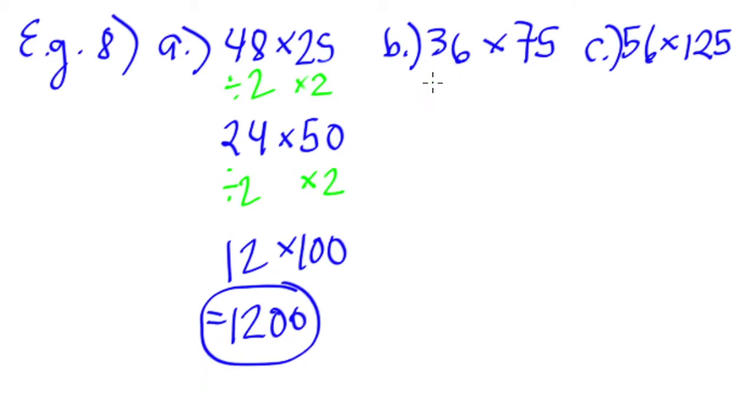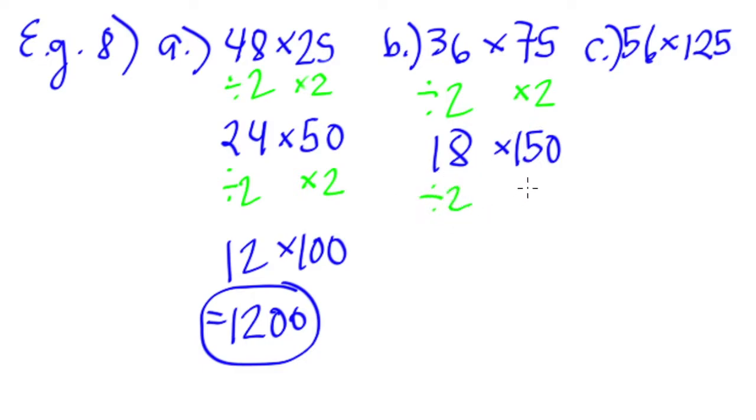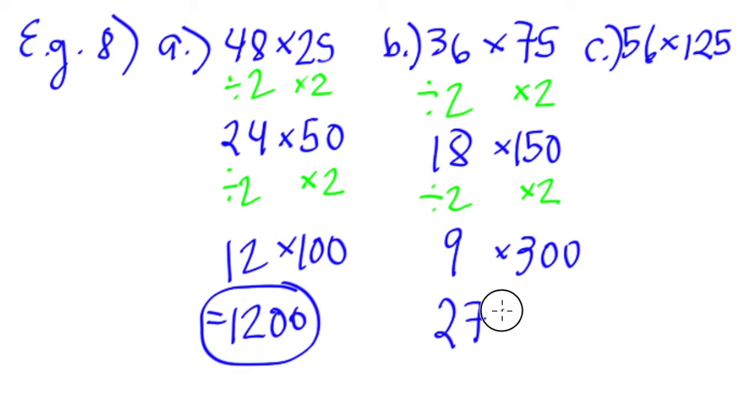Letter B, 36. Halve this, double this. If we do that, what will happen? This becomes 18. This becomes 150. Better yet, if we apply it again, half this, double this, what will happen? It will give us 9 times 300. And this is pretty easy to do. 9 times 3 is 27. Just input the two zeros. So what we have is 2700.